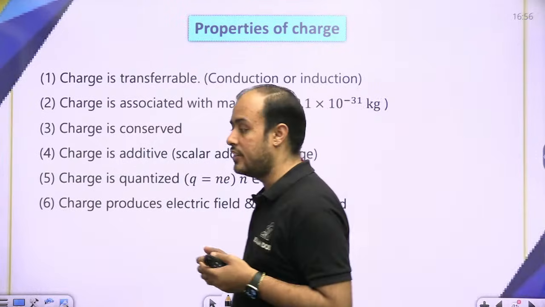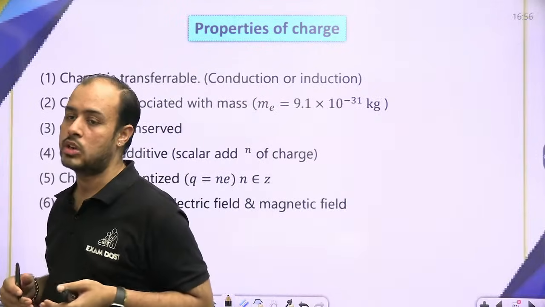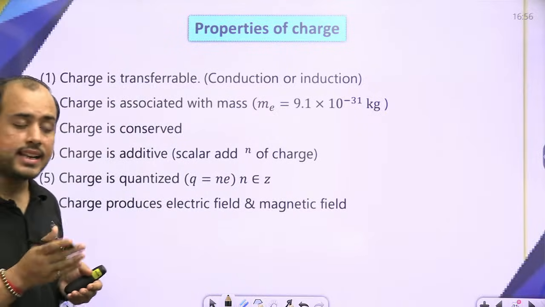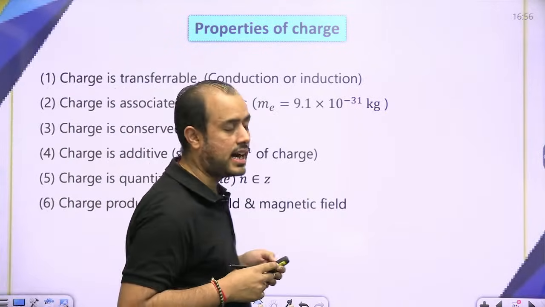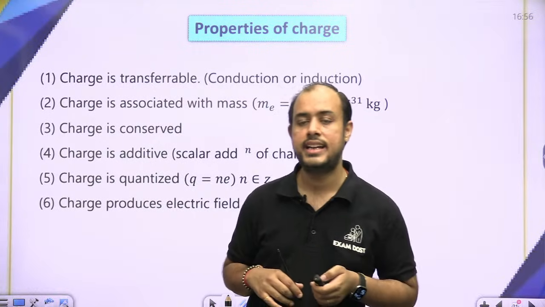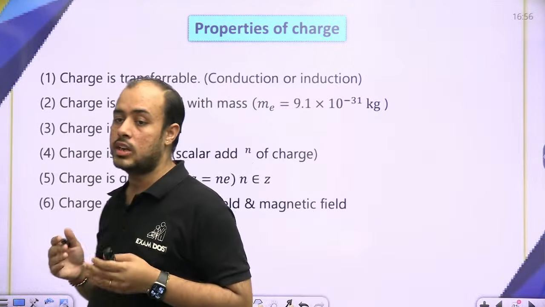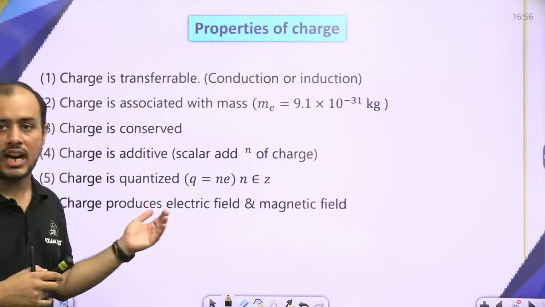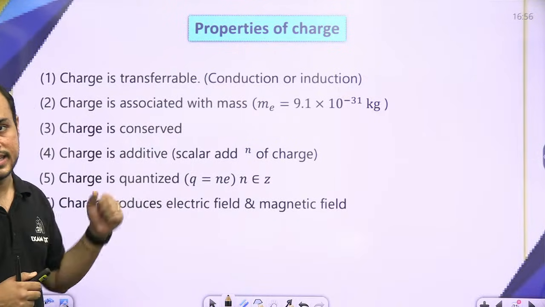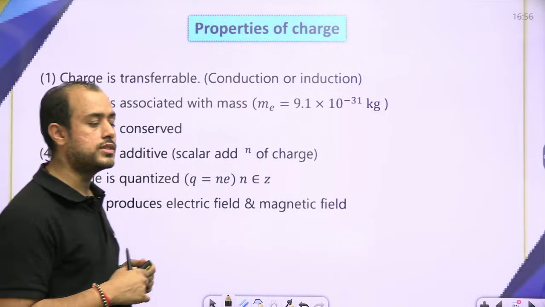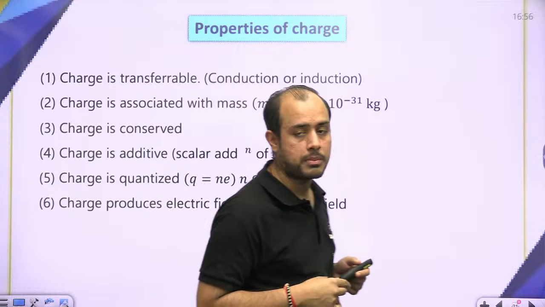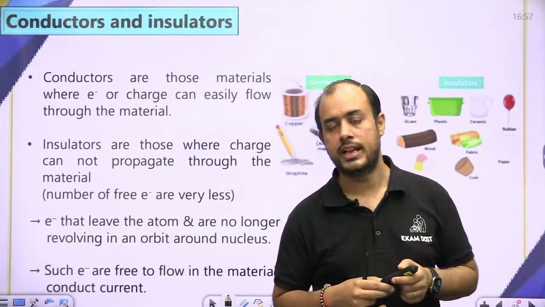Charge is additive. If I give a body a 5 Coulomb charge and then again I give 3 Coulomb, the total charge can be algebraically added as 8 Coulomb. Charge can only be in multiples of e, so charge equals n e, where n is an integer. Charge can produce electric and magnetic field, but for a magnetic field, charge must be moving.